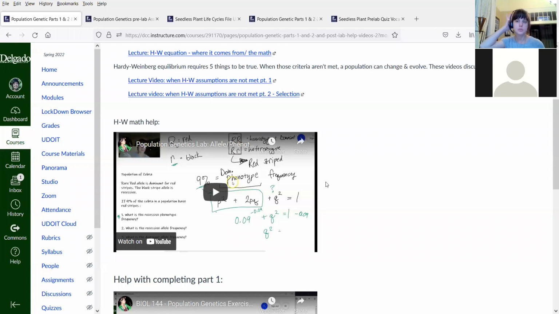But once you get used to relating what the symbols are in words, like allele frequency, recessive phenotype frequency, homozygous recessive genotype frequency, these all have different symbols. And once you know which symbols go with which words, it's easy to plug in the numbers and just solve the equation. So there's a video that goes slowly through that, but I'm happy to do these problems with you.